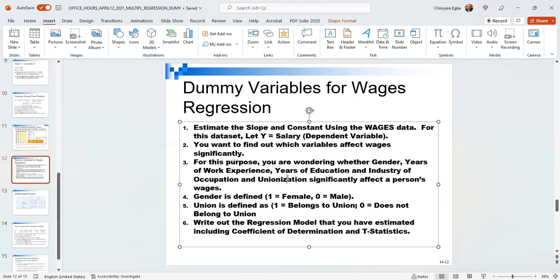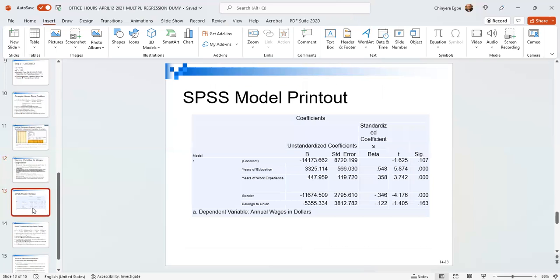Now, if the value of the dummy variable is positive, that means that the variable has a positive impact on the dependent variable. If the value of the dummy variable is negative, then we say that that particular variable has a negative impact on the dependent variable. And we simply go through a test of hypothesis the way we did with the house price problem to measure the impact. So here we have an example.